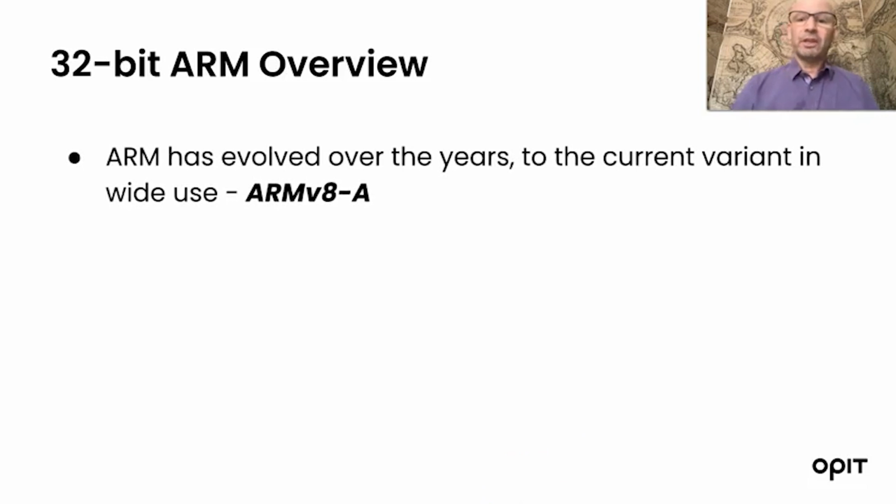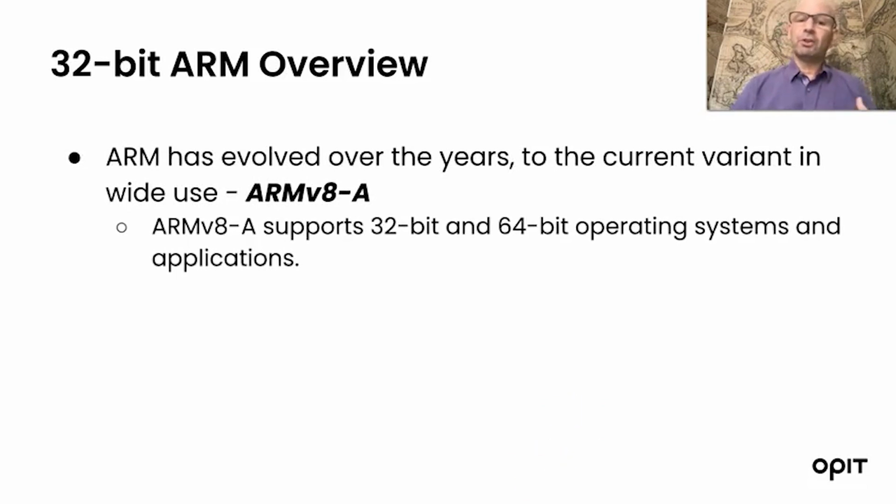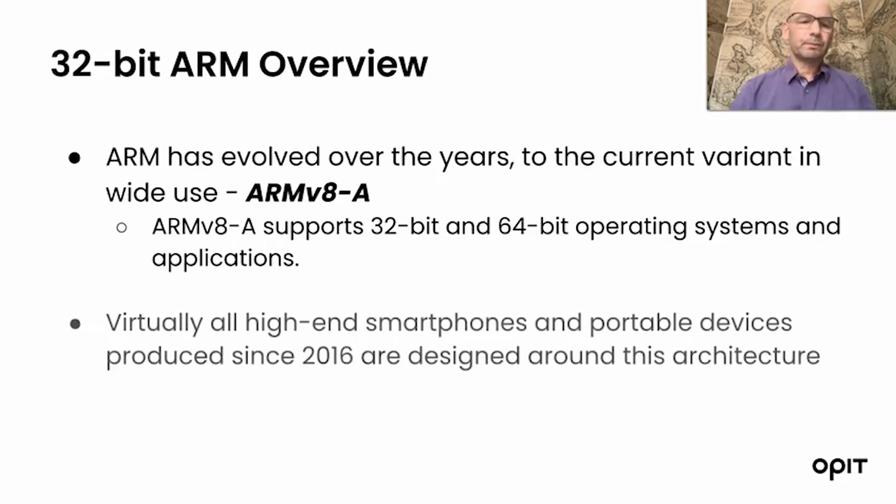Now, ARM has evolved over the years, and the current variant, as of 2021, is ARM v8-A. It supports 32-bit and 64-bit operating systems and applications. Virtually all high-end smartphones and portable devices produced since 2016 are designed around this ARM architecture. So it's very popular and in very high use, and it's worth having an understanding of how the ARM architecture works.